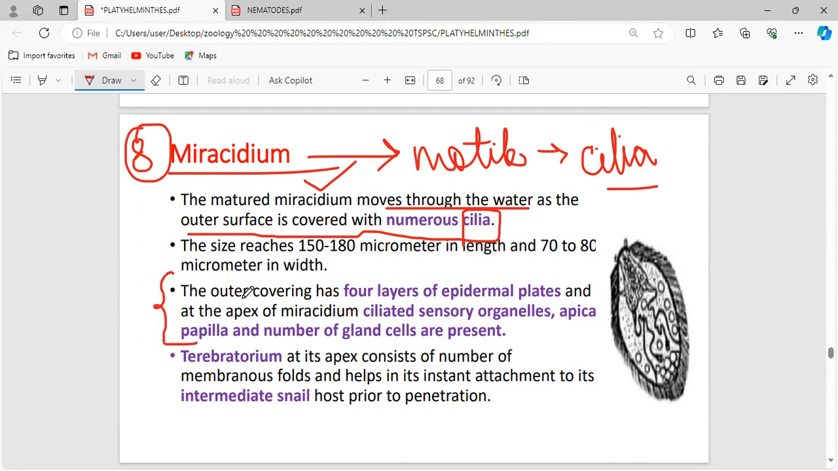And it has an outer covering of 4 layers of epidermal plates, and at the apex of the miracidium, ciliated sensory organelles, apical papilla, and a number of gland cells are present. These are all the characteristic features of that larval stage, that is the miracidium.